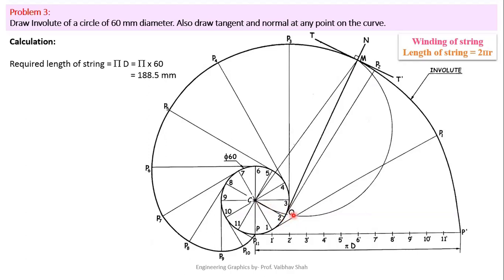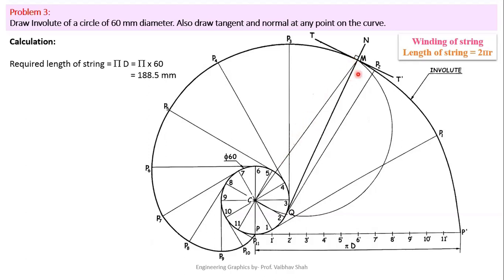So you have to just connect this point Q till M, and you have to extend this line. So you will be having this NQ, which is nothing but your normal, and you have to draw a line 90 degree to this normal. You will be having TT dash, which is nothing but your tangent, which is 90 degree to your normal.